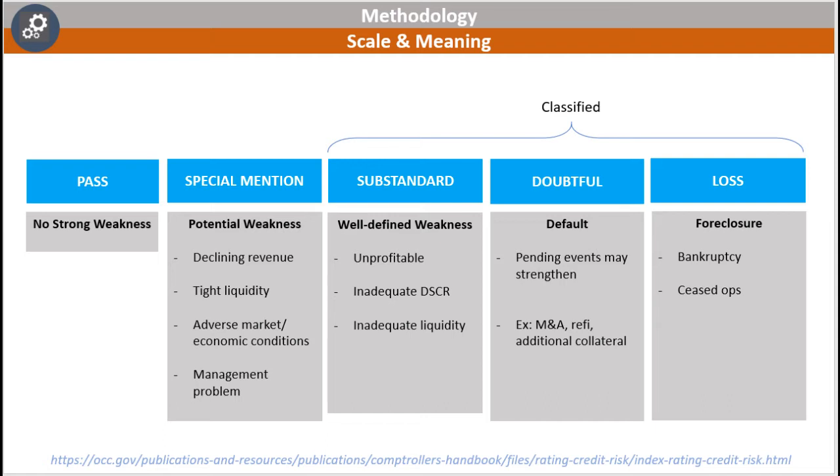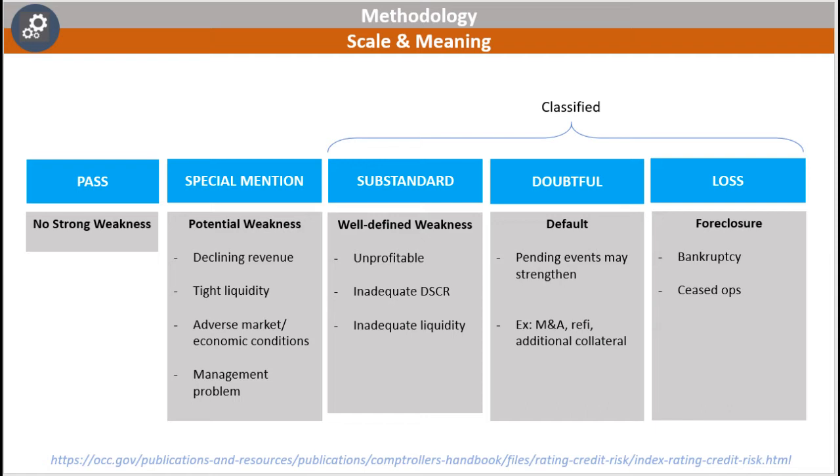Now let's talk about methodology in more detail. A good place to start thinking about methodology is regulatory guidelines. According to NCUA and OCC, there are 5 main categories for risk: pass, special mention, substandard, doubtful, and loss. Loans in the pass category do not have significant weaknesses. A special mention asset has potential weaknesses that require close attention. Examples are declining revenue, tight liquidity, adverse market economic conditions, or a management problem.